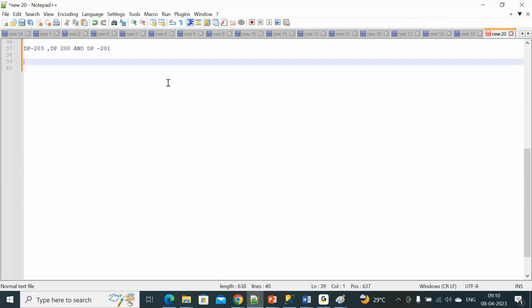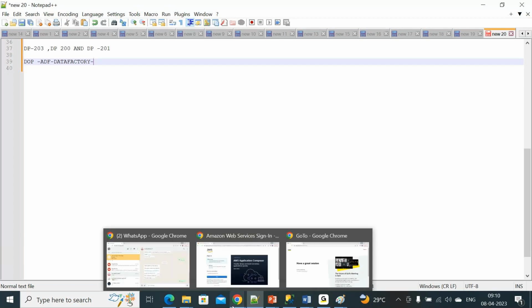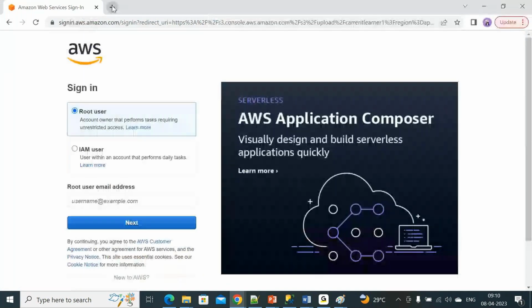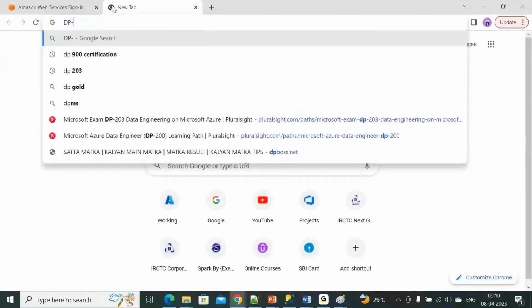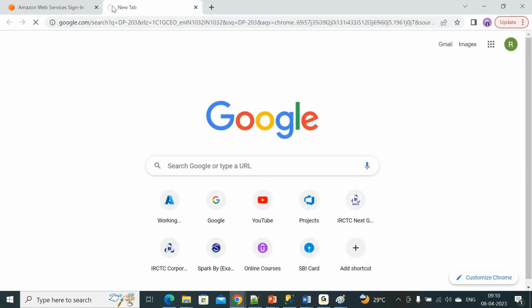In this DP-203, what will you get? What I said: your Data Factory again, the same. ADF, Databricks, storage account, the same thing. If you want to check my content against the certification, go and type DP-203. See, Designing Data Engineering.